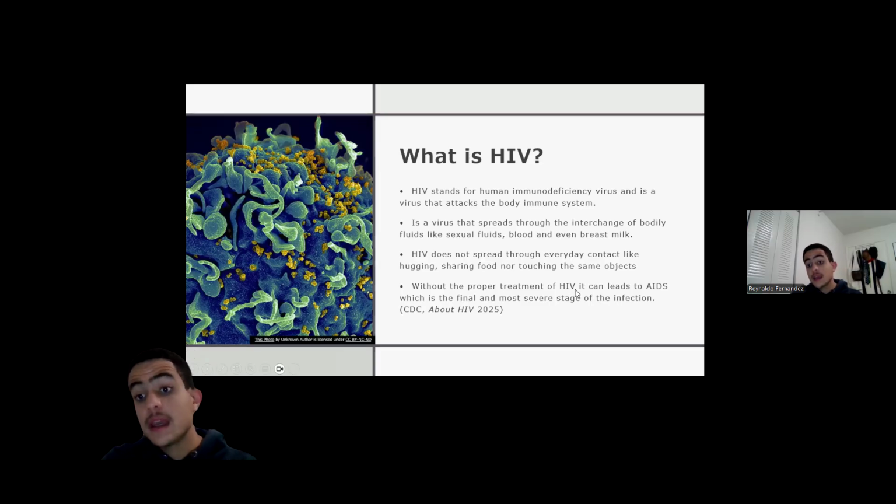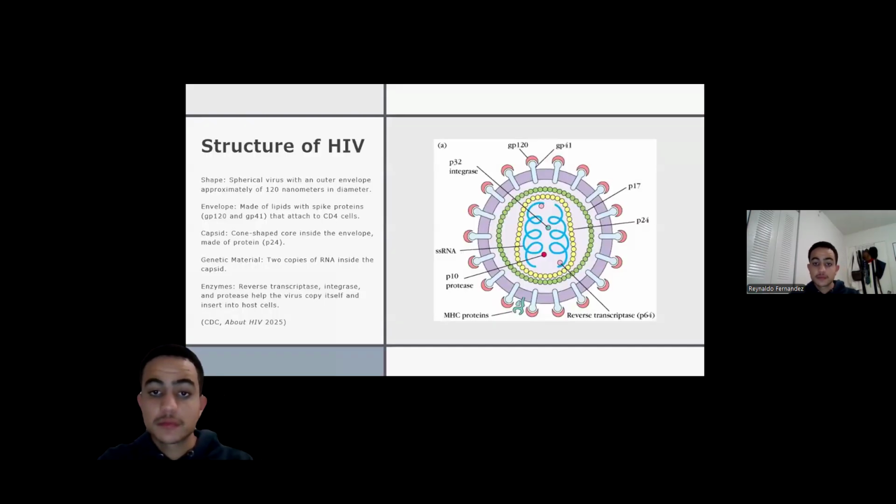Without the proper treatment of HIV, it can lead to AIDS, which is the final and most severe stage of the infection. So the difference is that HIV is the virus itself, and AIDS is the disease that is caused by HIV. It's a later stage of the infection of HIV. That's basically the main difference between these two, because many people still think that they're the same thing, but they're not. The one is the name of the virus itself, and the other one is the infection and the disease caused by the virus.